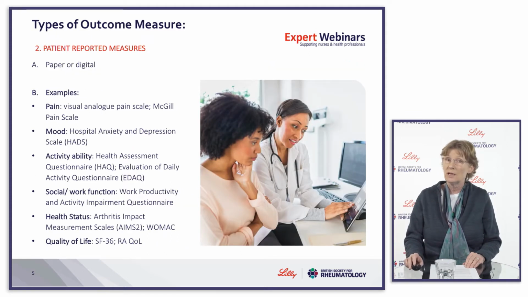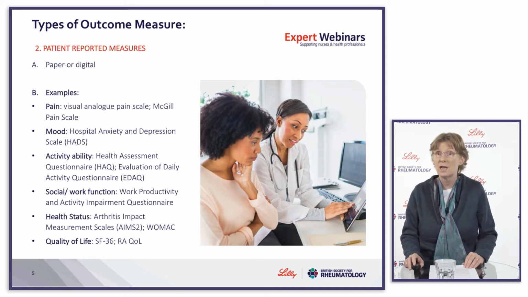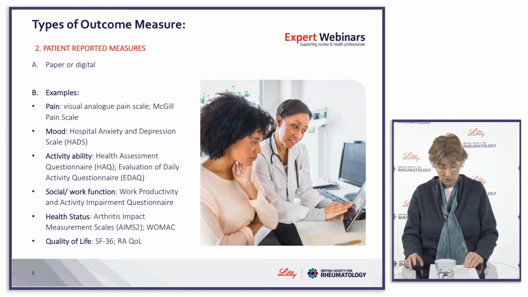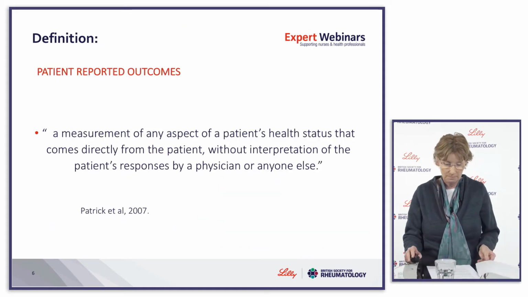So patient-reported outcome measures are usually paper-based, and they're increasingly available digitally. They can be completed before appointments, at home or in the waiting room, giving staff ready access to patients' perceptions. So common examples are pain visual analogue scales, mood, activity ability. Probably you're used to the Health Assessment Questionnaire, and we've also constructed the Evaluation of Daily Activity Questionnaire, which is a detailed measure of daily activities. And there are measures of social, work, health status, quality of life.